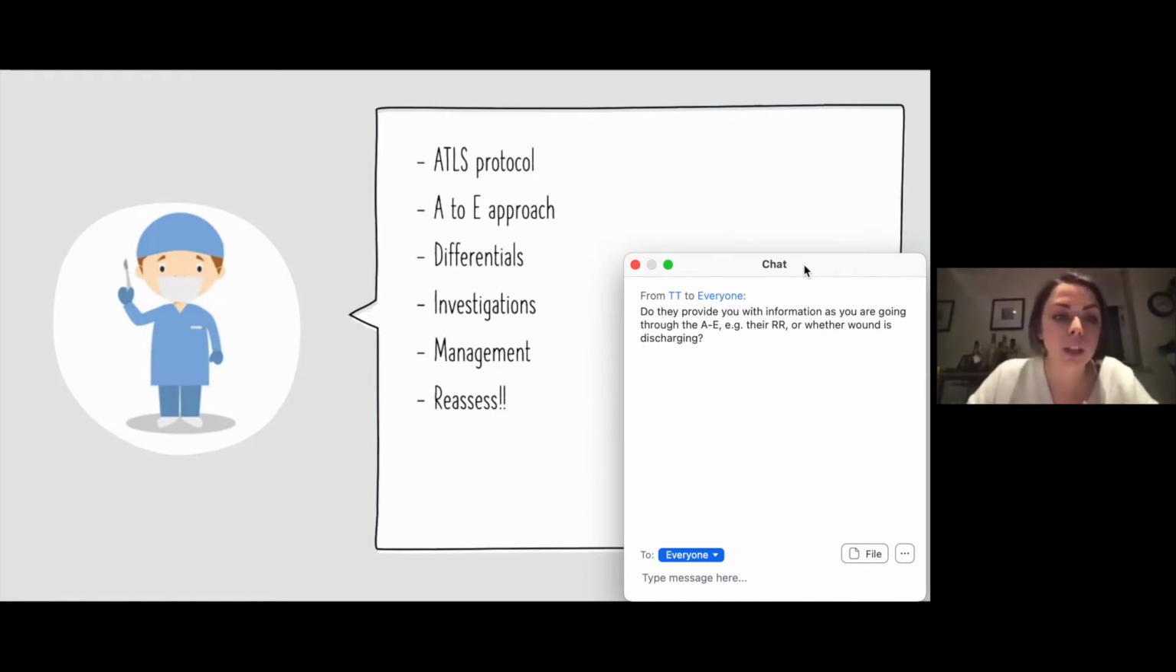And those of you who have done ATLS will know that the big thing about ATLS is that you do your A to E, you find a problem, you fix that problem or try and fix that problem, and then you go back to the beginning. So once you've made an intervention, you go back to your A and start again. So it's really important to remember about reassessing as you go along in your trauma patients.